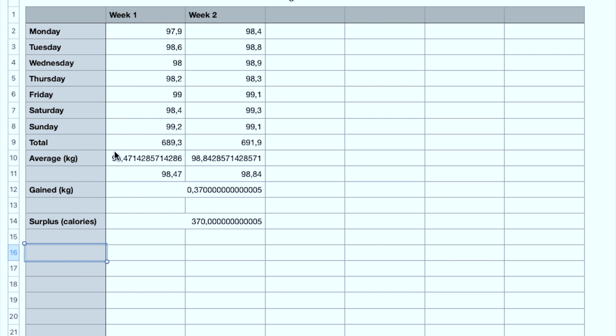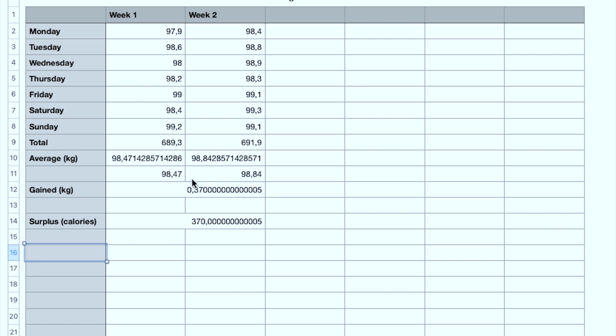And basically what I've done here is I've made a little Excel sheet. It worked out the total, divided it by 7 to get an average, and there's a rounded off number. Then I weighed myself again for week 2. Again, I took my weights every single morning before I'd eaten, before I drank anything, and I got a total divided by 7, and that was the average.